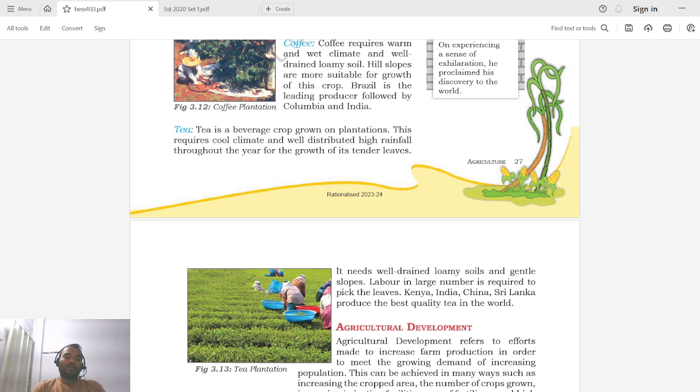We don't go and cut all the leaves at a time, but rather there are some periodic patterns during which the leaves are taken out, right? But it is a continuous activity, so labor requirement is large. So this tea plantation is practiced in Kenya, India, China, Sri Lanka, and these are also some of the best quality tea producing countries in the world.